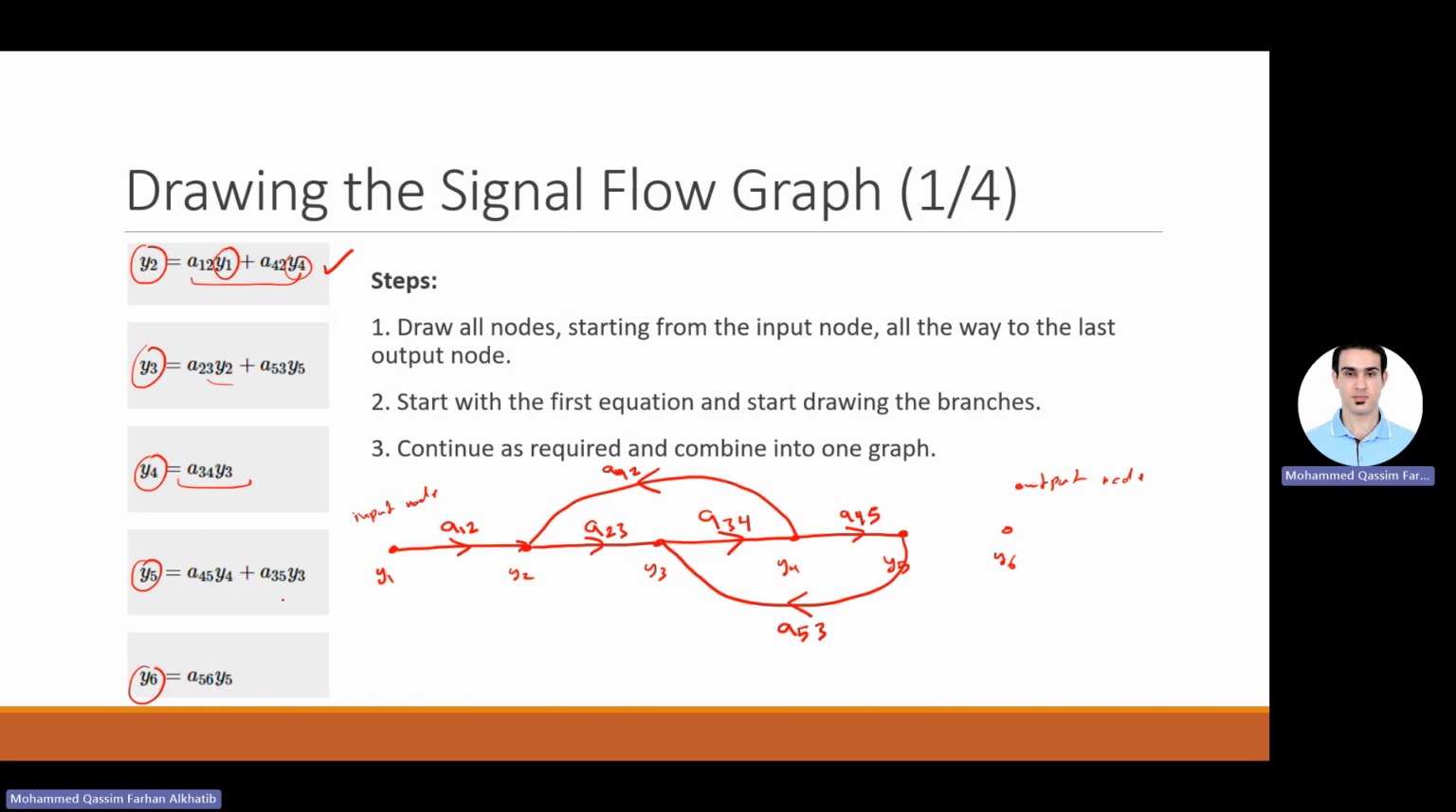Now you have a branch coming from Y3. So Y3, you can just write it this way. That's A35. And Y6, that's the branch there, A56. And that's it. That's the signal flow graph for this system given to you. So the most important part is to identify the nodes, and then you can do the expressions one by one.